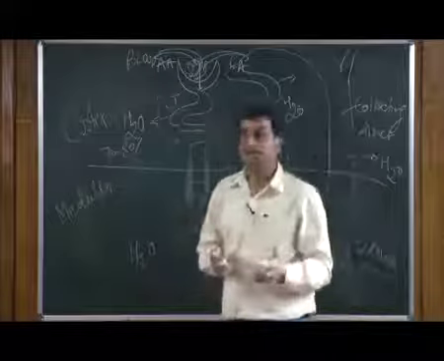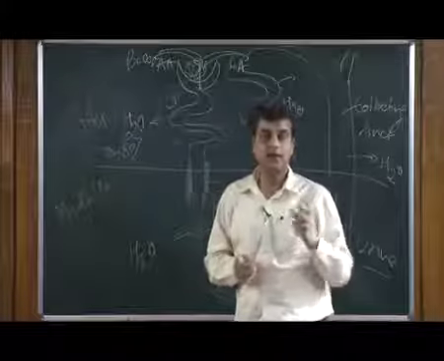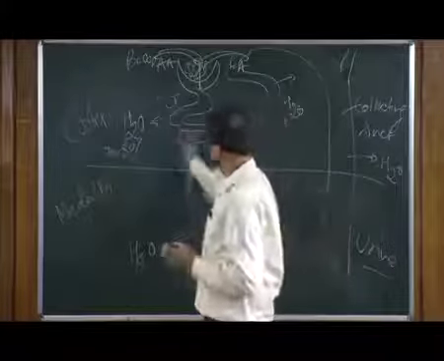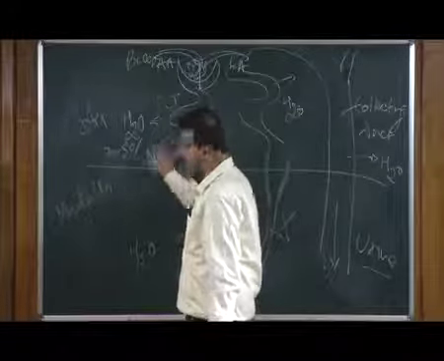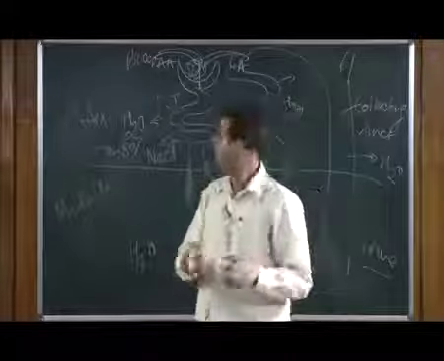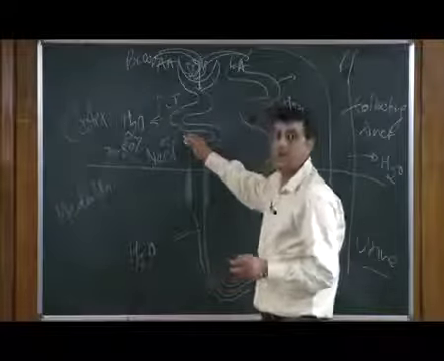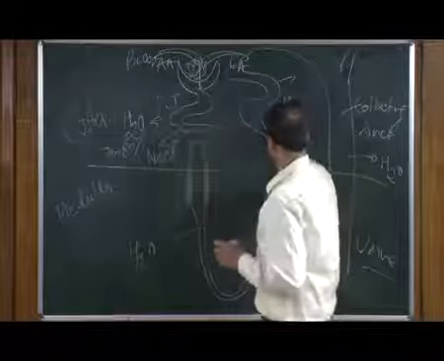We have ions, and one of the ions which is necessary for the body is NaCl. So, NaCl is getting reabsorbed here in the proximal convoluted tubule and also from the distal convoluted tubule.